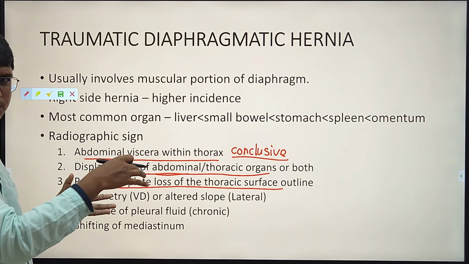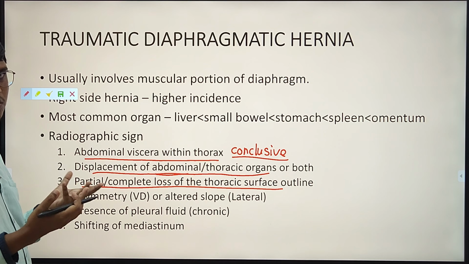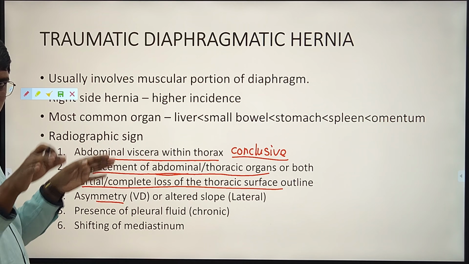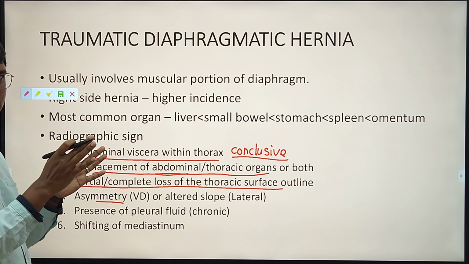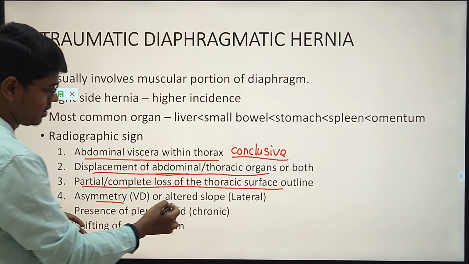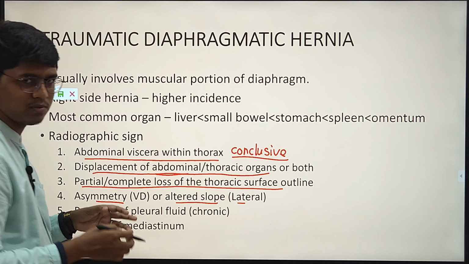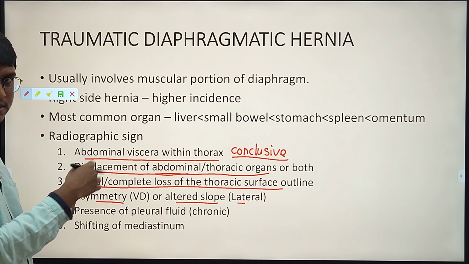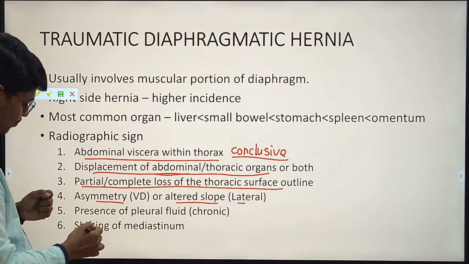Partial or complete loss of the thoracic surface outline. We saw some radiographs also. The thoracic surface outline is lost in case of diaphragmatic hernia. Asymmetry: in case of the VD view, the domes are nearly symmetrical, so the symmetry is lost. Altered slope in case of the lateral view. We saw some things like that in the pleural effusion case, you can go back and see that the slope is lost.